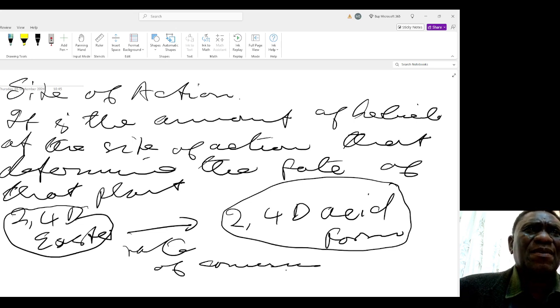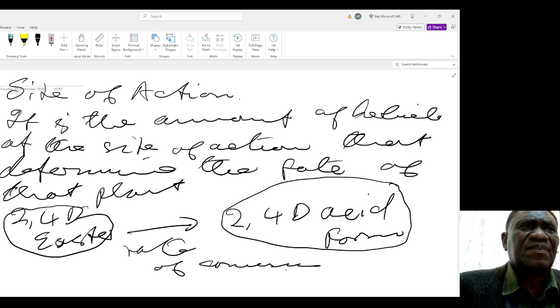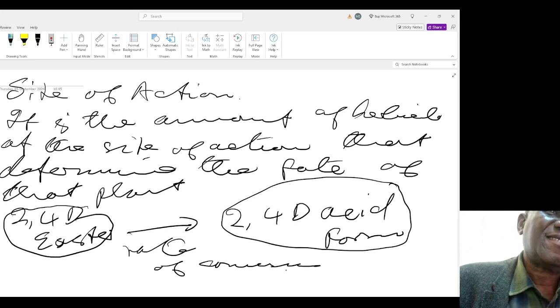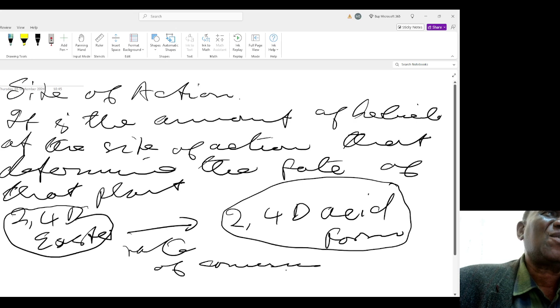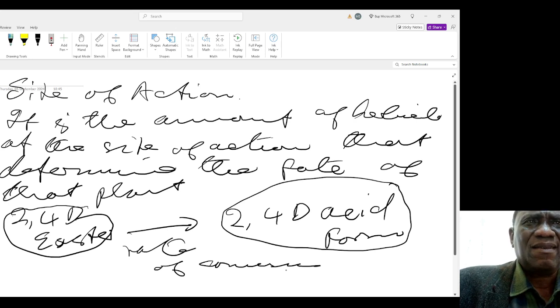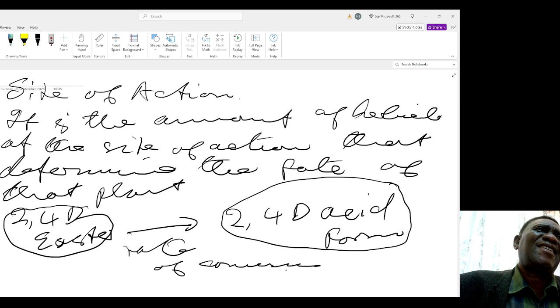Now, in the plants where 2,4-D is moved slowly, like in grasses, the grasses are not going to be killed by 2,4-D, but the broadleaf plants which move a lot of 2,4-D very fast, because the conversion is very fast, they are going to die, because the herbicide can reach the site of action very quickly.